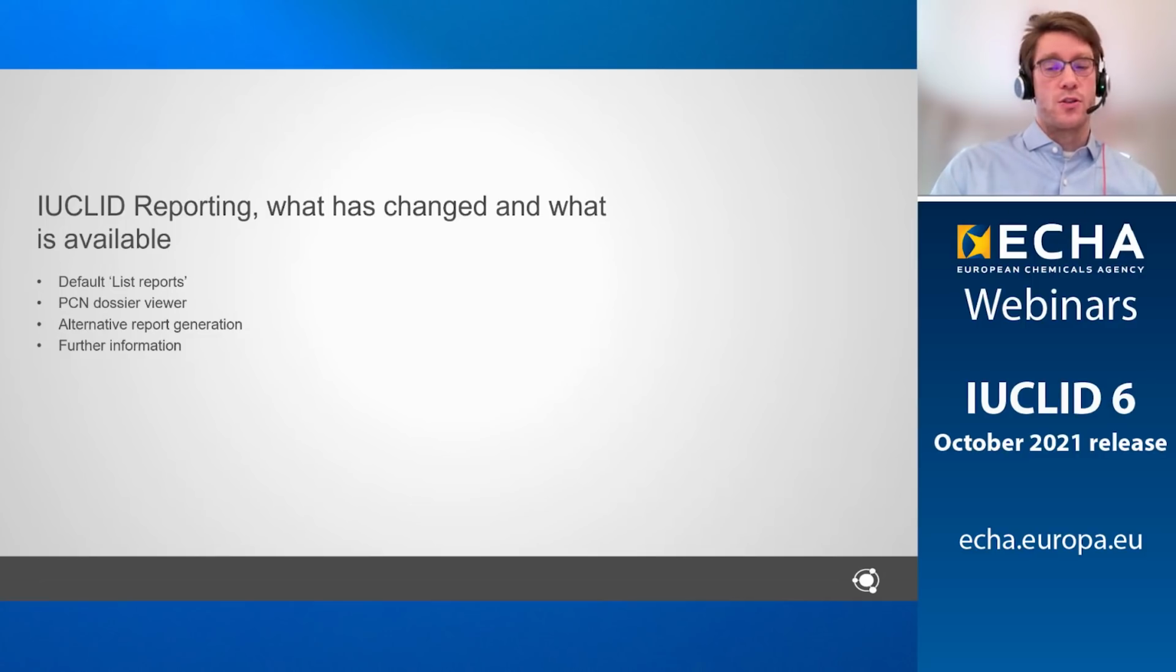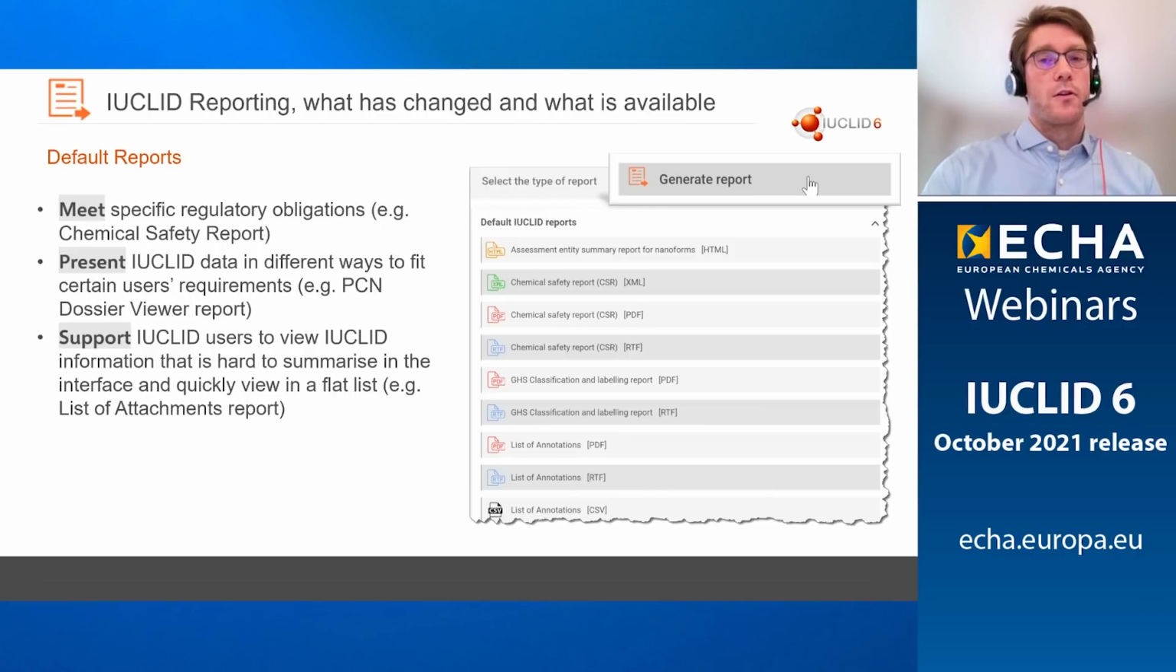So moving on, when you go to the Euclid web interface, if you go to generate report, you will be presented with a set of default Euclid reports. These reports come as standard as part of each Euclid delivery. These default reports typically serve three main purposes. These reports, first of all, either meet specific regulatory obligations. For example, the chemical safety report is designed to serve specific information requirements under REACH.